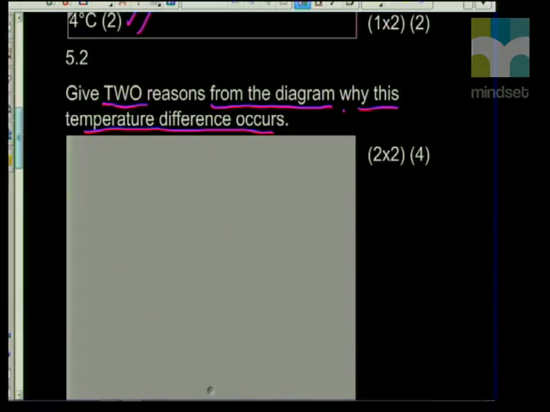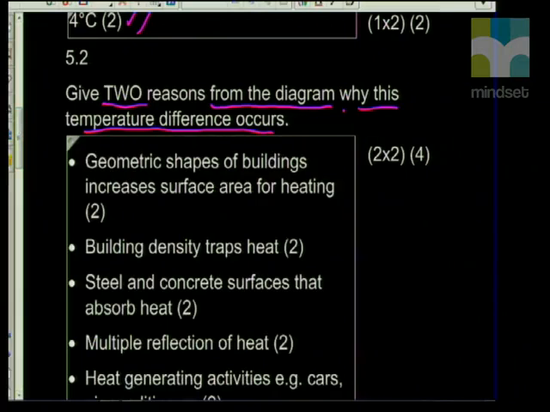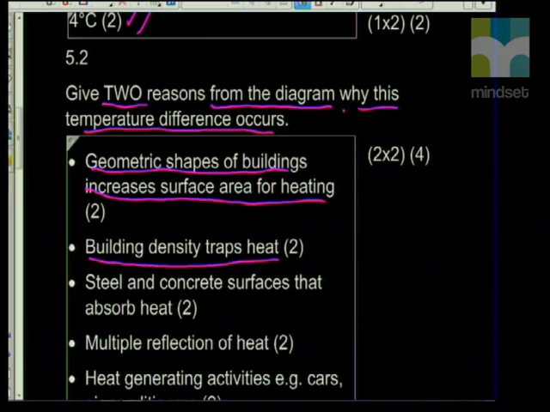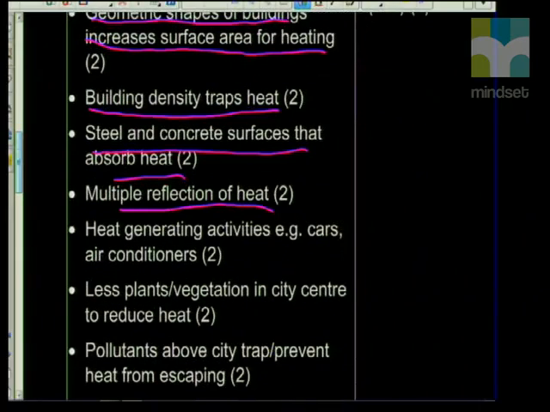And some of you got the habit of getting so excited, I know this section, and you just start giving answers without reference to the resource material. So let's look at this answer here very quickly. Sometimes we do give a little out if it's not clear. Can you see? Geometric shapes, and we saw that increase the building, increase the surface area of heating. Here your multiple reflections come in. Building density traps the heat. Steel and concrete surfaces absorb the heat. Multiple reflections of the buildings. Heat generating activities, cars, factories, air conditioners, etc.